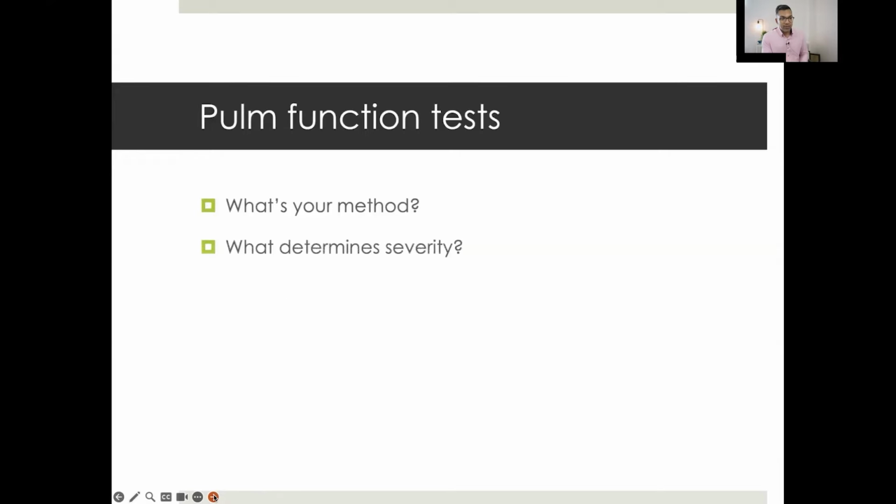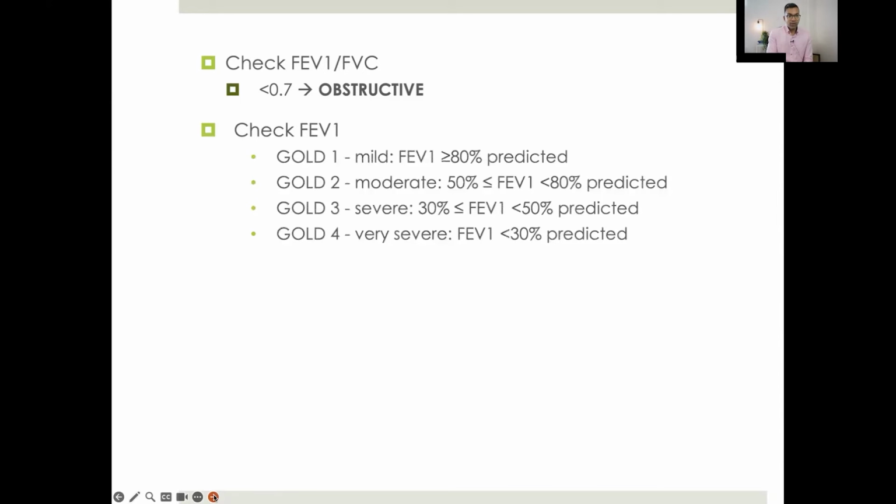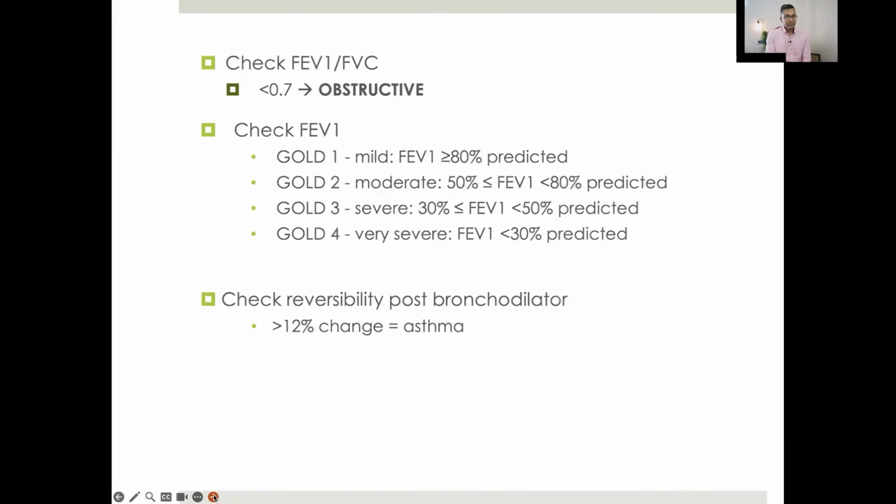So, pulmonary function, what's your method? What determines severity is what we need to go through. Hopefully this is in the handout notes, but the first thing you have to do is check the FEV1/FVC ratio. If it's less than 0.7, it's obstructive. Then you check FEV1, and depending on whether it's greater than 80, 50 to 80, 30 to 50, or less than 30, this is how we determine severity. Then check reversibility, and roughly, greater than 12% change in your FEV1 means that you might have asthma. So that's obstructive. Always check FEV1/FVC first, then FEV1, and then reversibility.